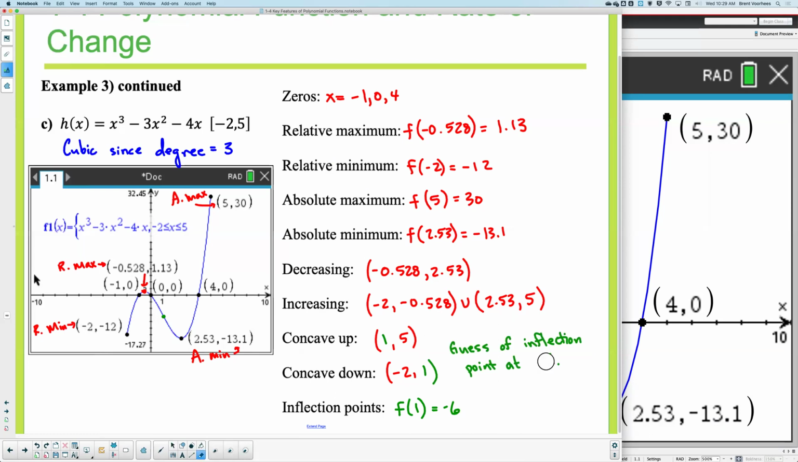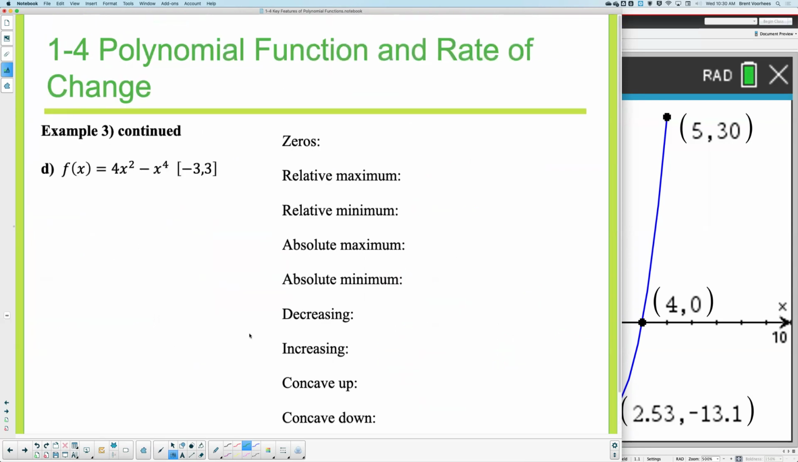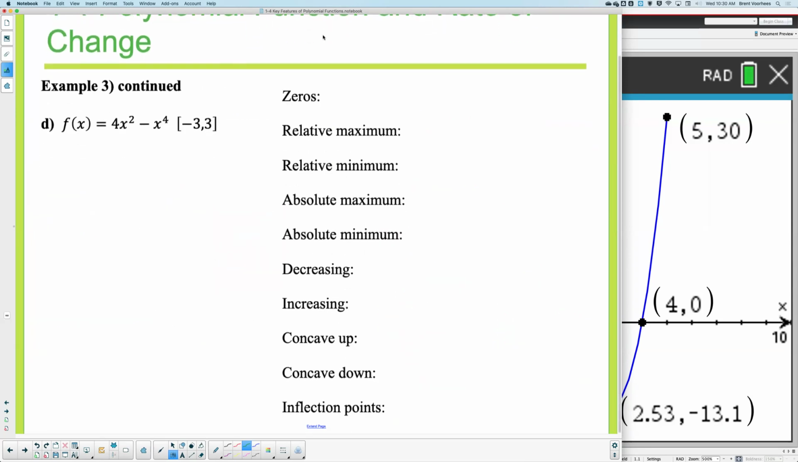And I'm going to erase this and change it to just x equals 1 at 1.6. I'll write it that way. So that's just a guess there. There's no way in our calculator to figure out what that is, and we're not going to take the time to do it by tables. All right, there's one more here, part D.